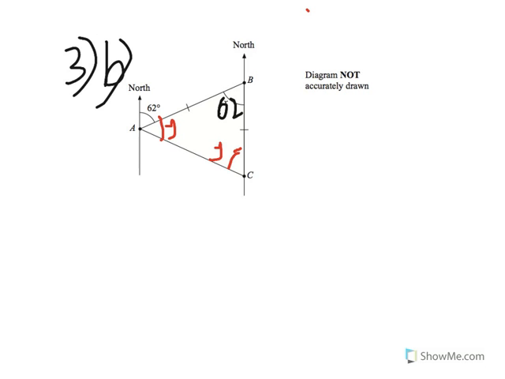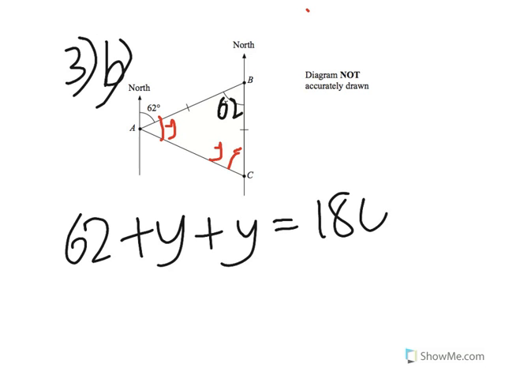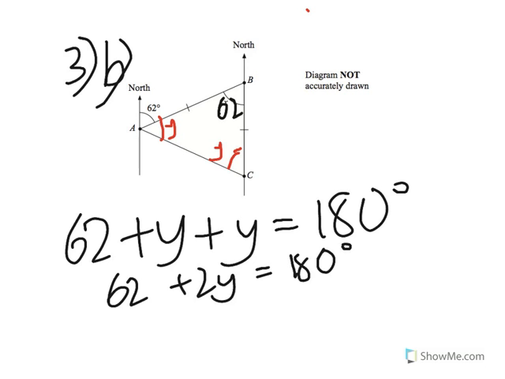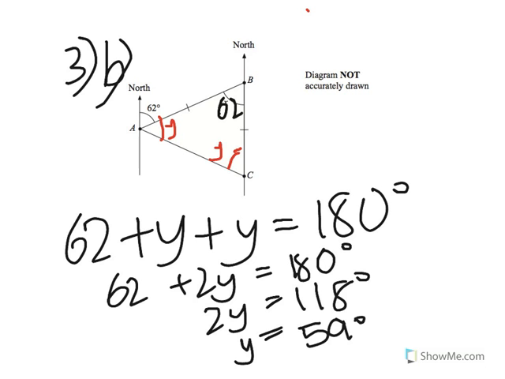So we can say that 62 plus y will add up to 180 degrees. So it means that 62 plus 2y will be equal to 180 degrees. So 2y, subtracting 62 on both sides, will be 180 minus 62, which is 118 degrees. And then y will be equal to, divide 2 on both sides, 118 divided by 2, which is 59 degrees. So now we know that y is 59 degrees.